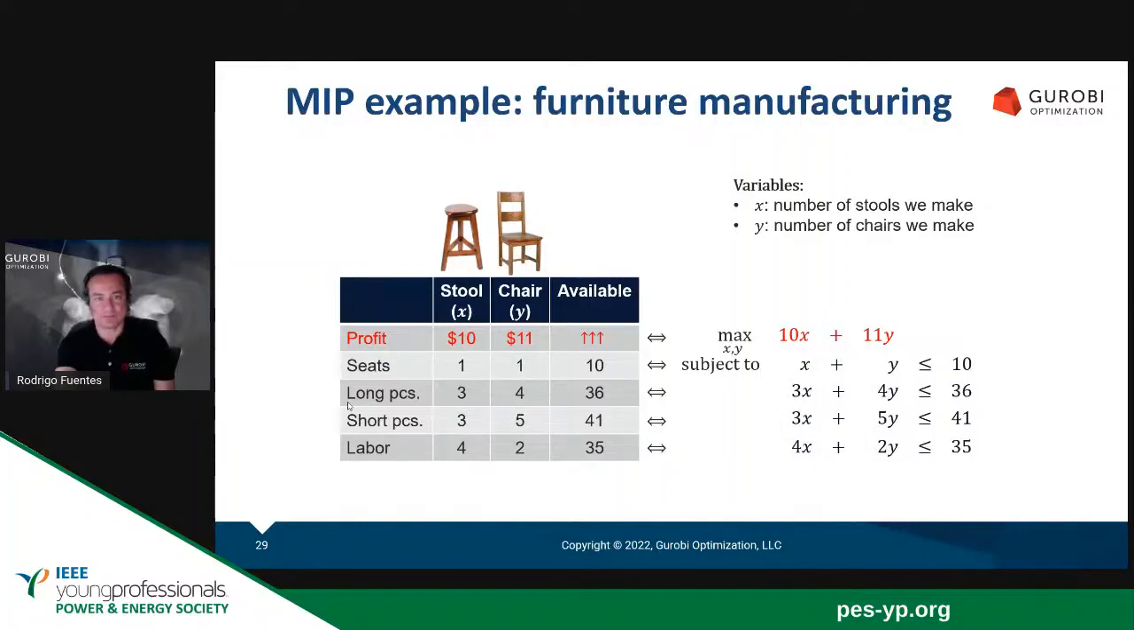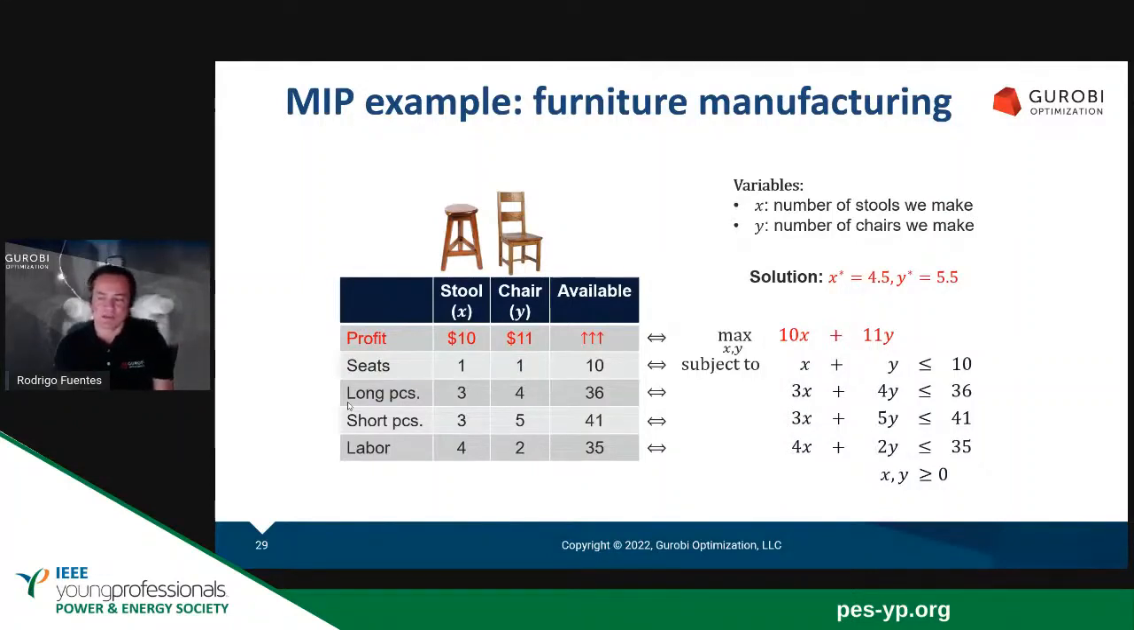Okay, what is the solution to this problem? We're not going to do this here. If we solve this problem with Gurobi or you do it by hand, you will find that the solution to this problem, the way it's written, is 4.5 and 5.5. If we solve this problem as a linear programming problem, the solution is 4.5 stools, 5.5 chairs.